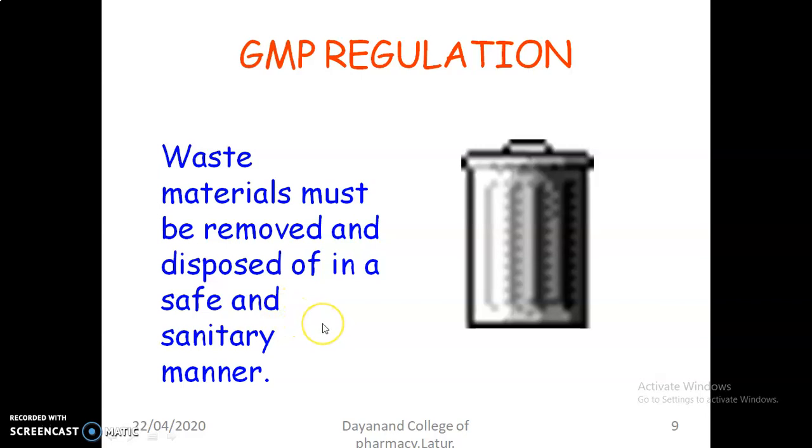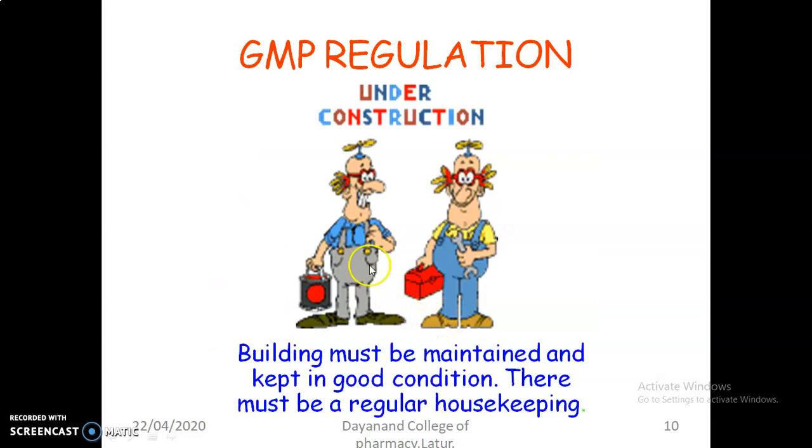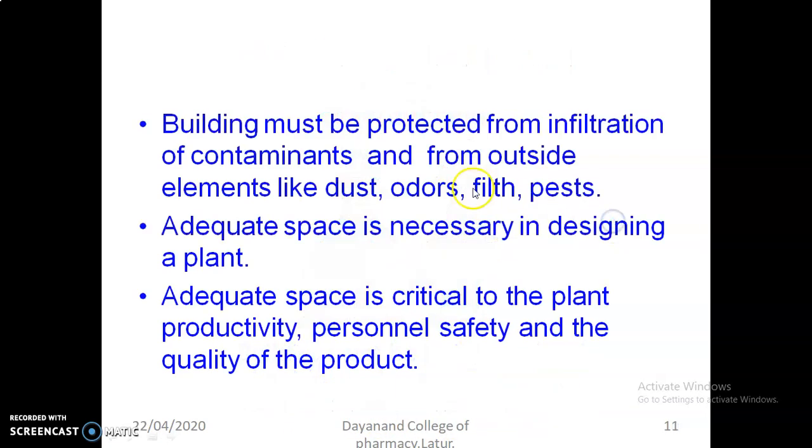Sanitation is the most important thing and must be followed in any pharmaceutical industry. There is maintenance under construction. Building must be maintained and kept in good condition. There should not be any crack on the walls, and it must prevent the entry of any insect; pest control should be there. So there must be regular housekeeping for maintenance of the building. Building must be protected from infiltration of contaminants and from outside elements like dust, odor, and pests.